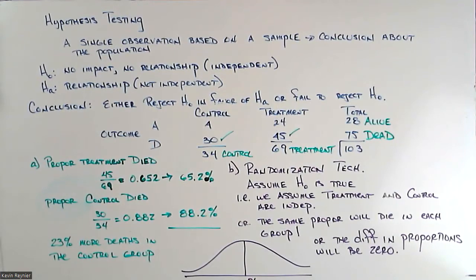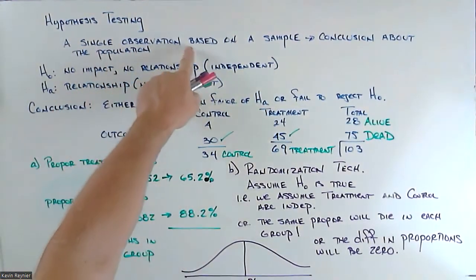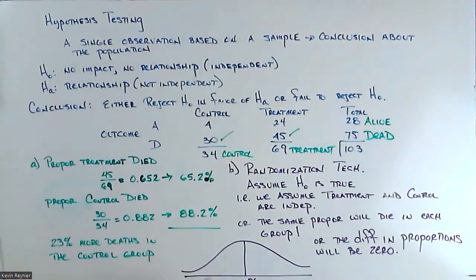Lastly, we calculate the fractions of the simulations where the simulated differences in the proportions are bigger than our observed difference, right? A single observation based on a sample, and we had 23%. If this fraction is low, we conclude it's unlikely to have observed such an outcome by chance, and the null hypothesis should be rejected. Okay.